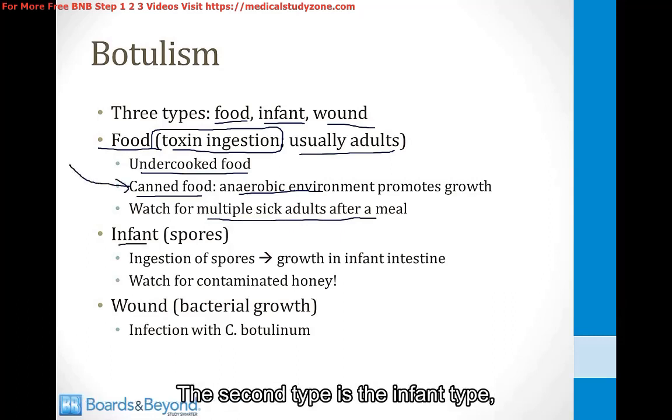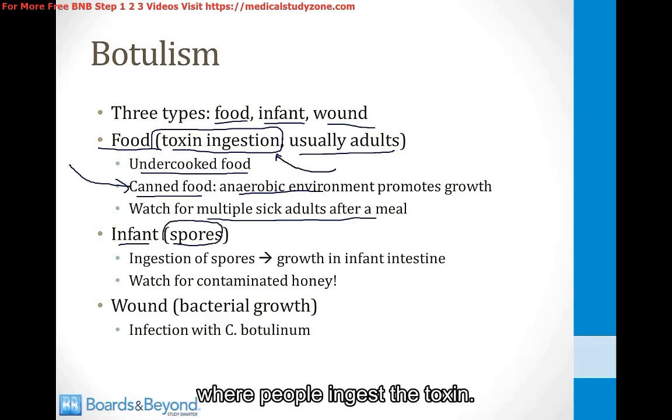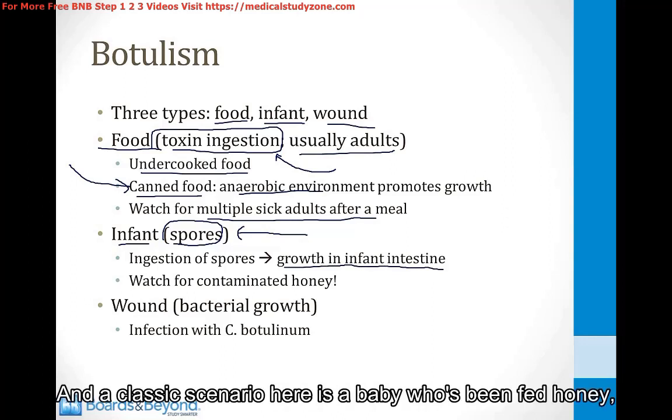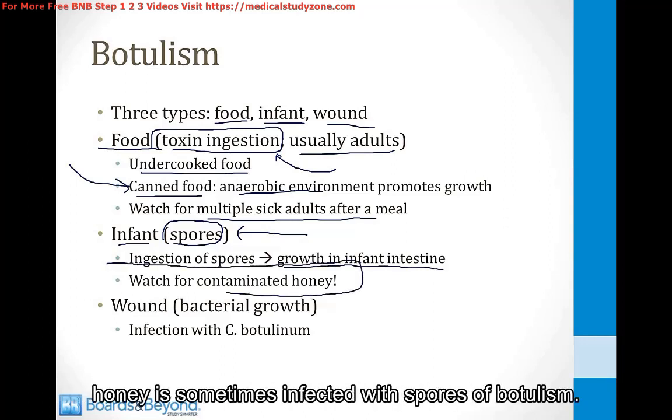The second type is the infant type, and this comes from ingestion of spores. So it's different from the adult type where people ingest the toxin. In this case, babies ingest the spores, and then the spores go on to germinate and grow in the intestine. And a classic scenario here is a baby who's been fed honey. Honey is sometimes infected with spores of botulism.